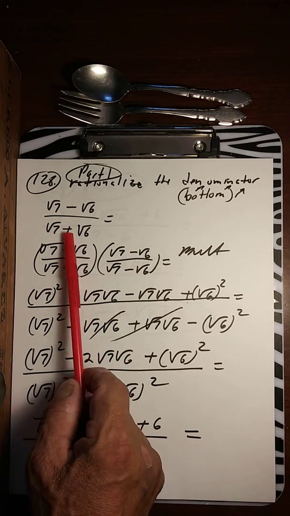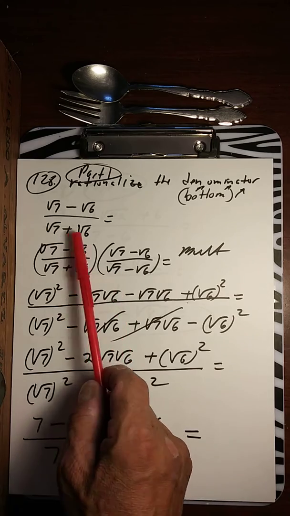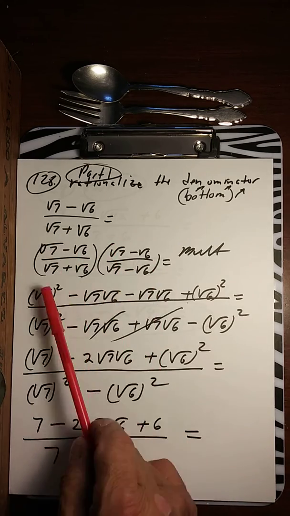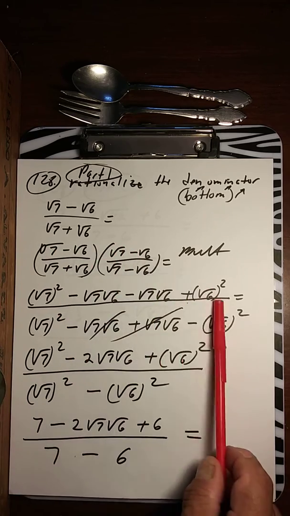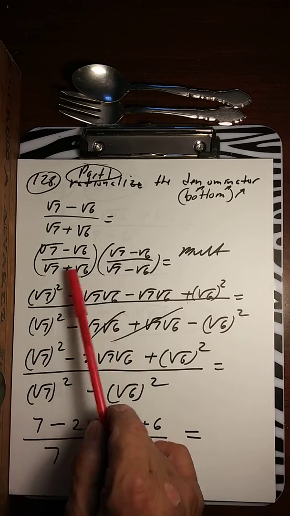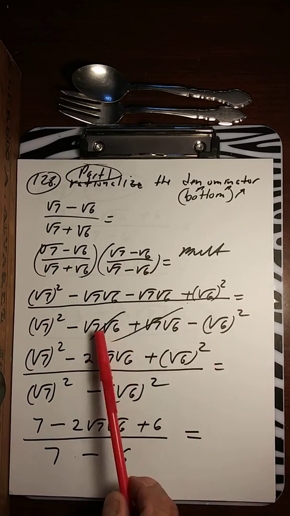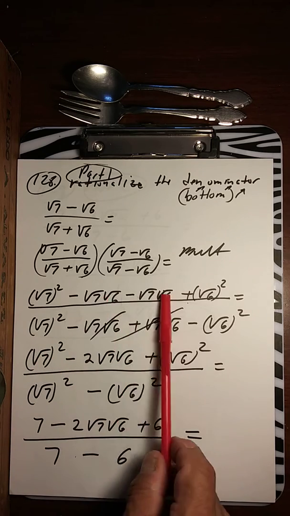Rationalize the denominator, that means the bottom of it. So whatever is here, do the same thing with the minus, plus 2 minus. So that times that is this one squared, that times that is that one, that times that is this one, and the last one is there. That times that is negative. That turns out as positive, and that turns out as a negative. These cancel.